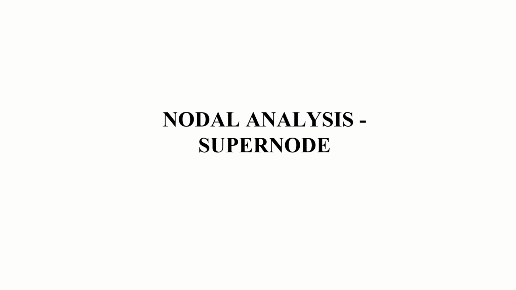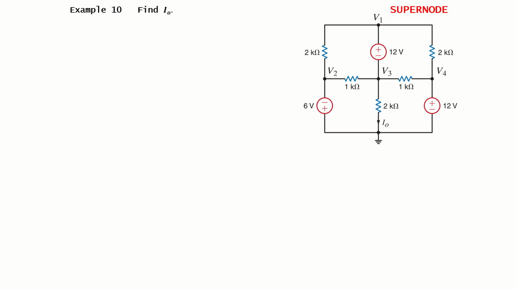Welcome back to this series of circuit analysis using nodal techniques. So we are solving the circuits with the supernodes. So this is our next example. In this example, the question is find the value of I naught.